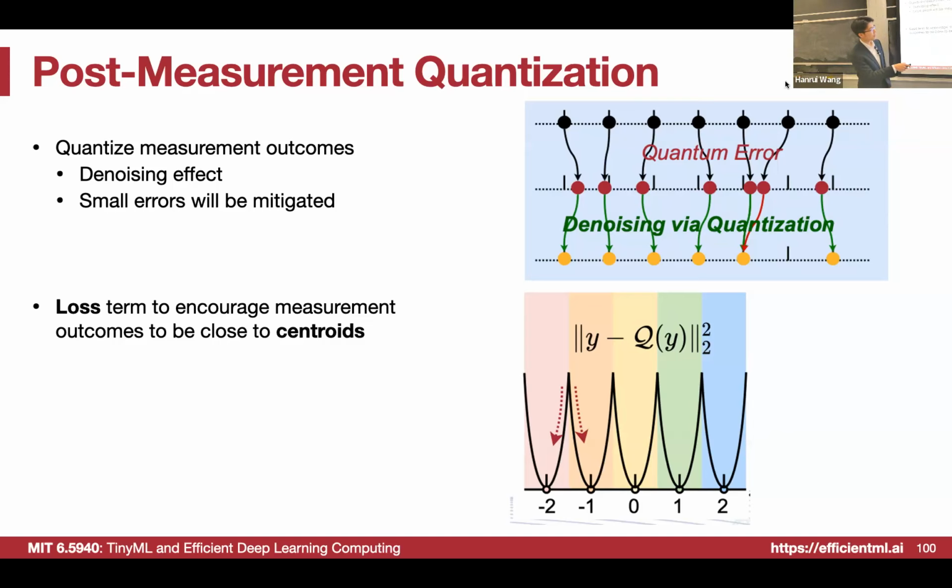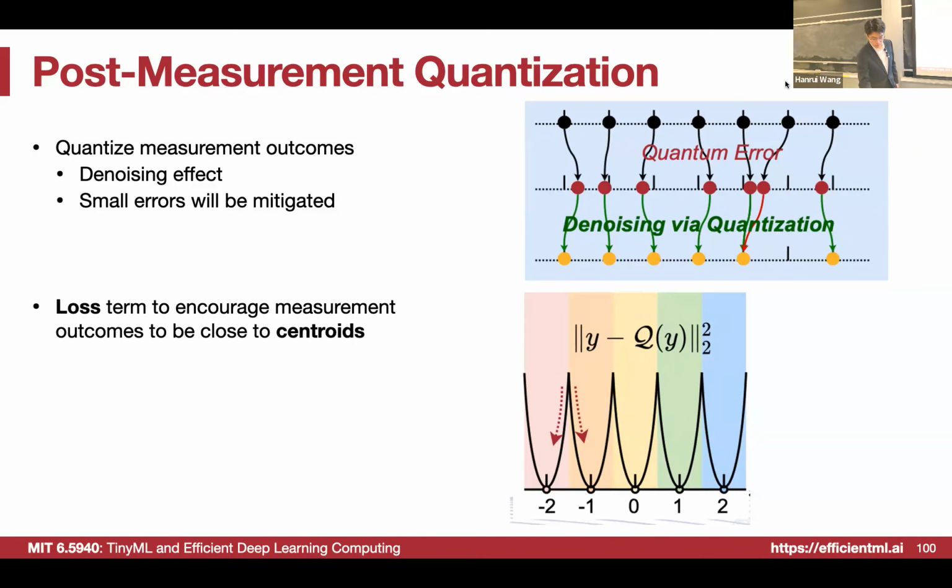But sometimes if the error is too large, we may push the value into another wrong bucket. So during training, we always want to make sure that the result measured from the actual device is very close to the centroids, because if it is very close, then a small error will not move it too far away from the correct centroid, and we can still project it back to the correct one. In that case, we can add a loss term to the training process, with the quantized value and the original value, and we want to minimize the difference. So all the values can be very close to the centroids.